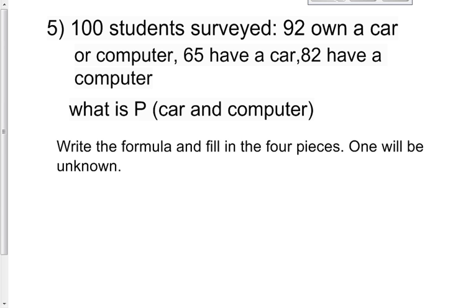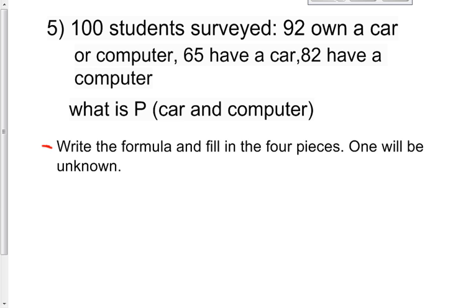Next question. 100 students are surveyed. 92 own a car or a computer. 65 have a car. 82 have a computer. What is the probability that they have a car and a computer?